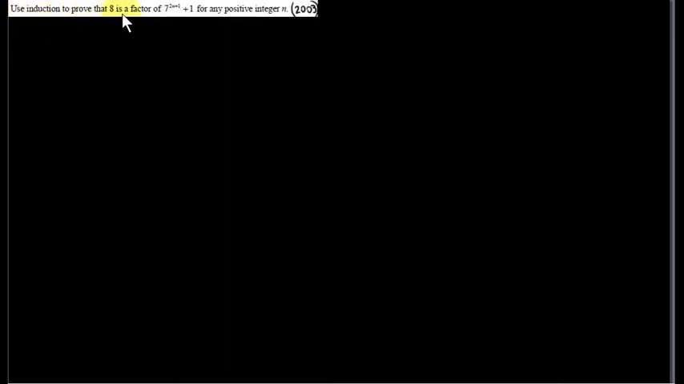Use induction to prove that 8 is a factor of 7 to the power of 2n plus 1 for any positive integer n. Now, in an earlier video I covered divisibility examples, proving that some number is a factor of something, or proving that some expression is divisible by a number. It's the same idea here. We could rephrase this as using induction to prove that 7 to the power of 2n plus 1 is divisible by 8. That means that when we divide it by 8, we get no remainder.